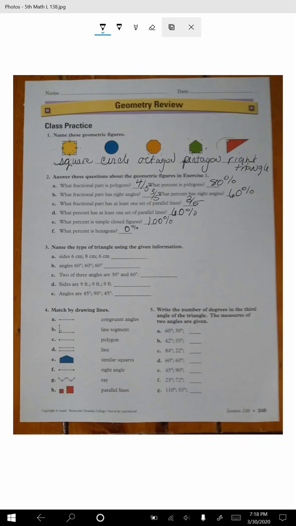All right, name the type of triangle using the given information. We did this on the last lesson. So all triangles have 3 sides. I see 2 that are the same. Do you remember what you call a triangle with 2 sides the same? If you said isosceles, you are correct. This one has all 3 the same. What's that one called? You remember that one? I wish I could hear you right now. Did you say equilateral?